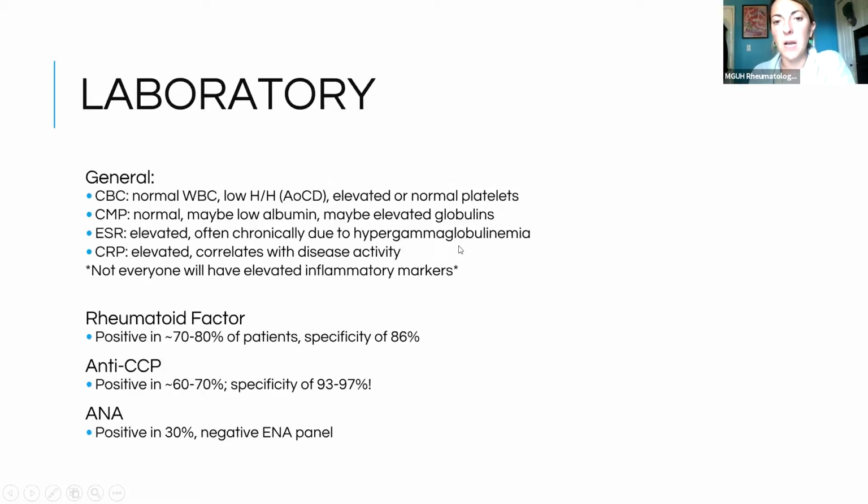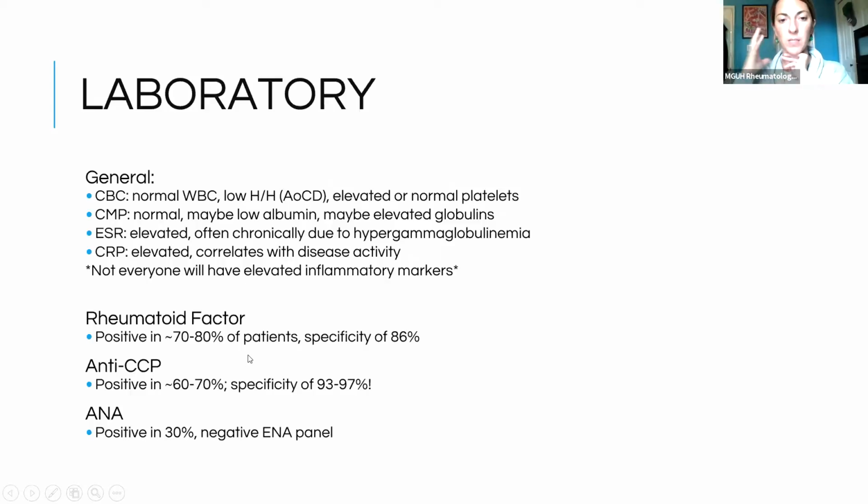Again, maybe you'll see high globulins, maybe you'll see low albumin if things have been really aggressive and inflammatory, but it's probably going to be fine. As we talked about before, not everyone will have elevated inflammatory markers, but you certainly can. If they have really high rheumatoid factors, often their SED rate will actually stay elevated due to the hyperimmunoglobulinemia.